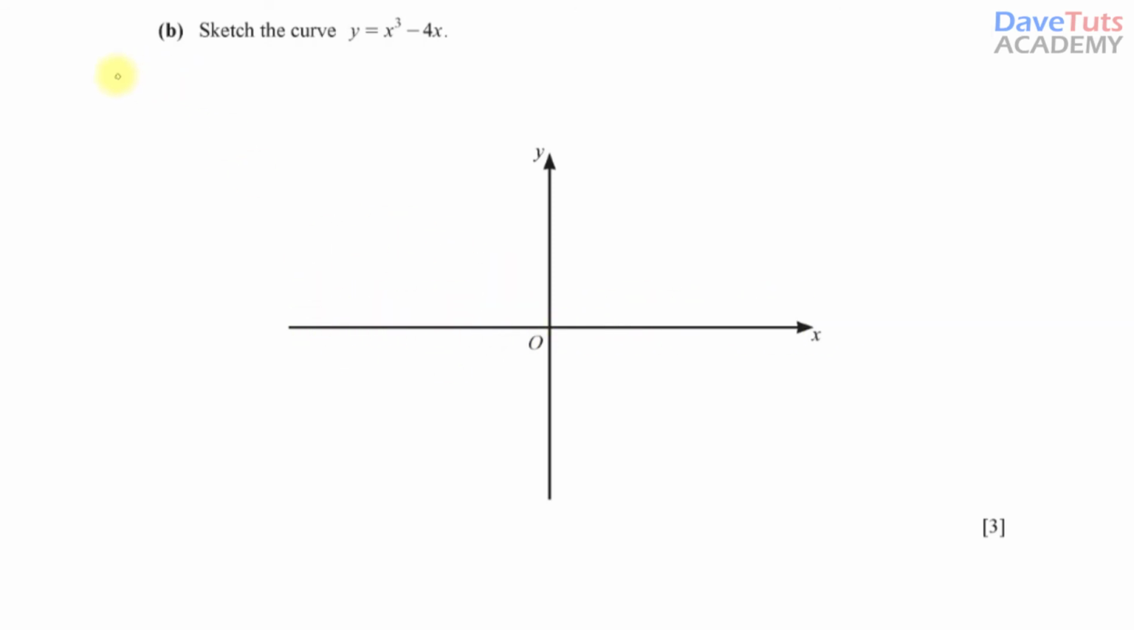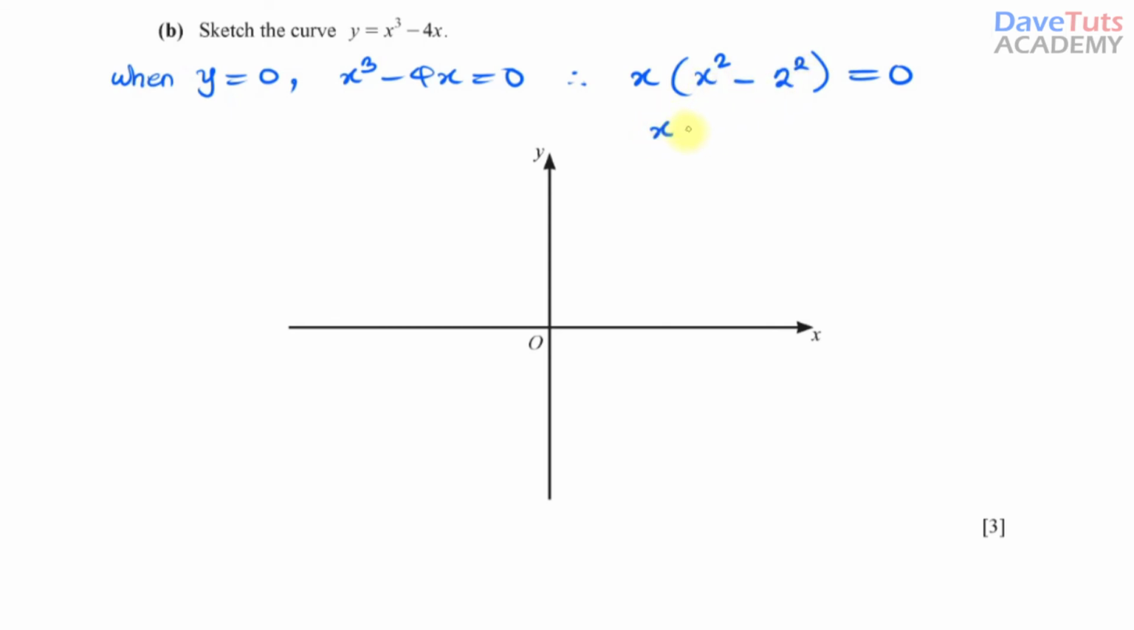Okay, so when y is equal to 0, we know that x raised to power 3 minus 4x is equal to 0. Then if you factor out x, x squared will remain out of x cubed, then minus 4 will remain out of the other one. But we know that 4 is actually 2 raised to power 2. So what we are looking at is nothing but a difference of two squares, which is x minus 2 multiplied by x plus 2. So we have x into x minus 2 into x plus 2 is equal to 0.